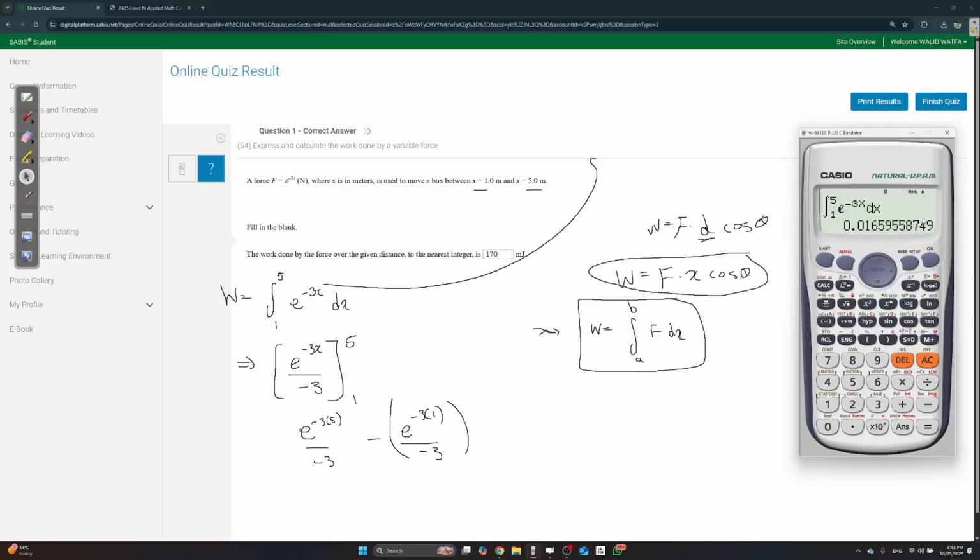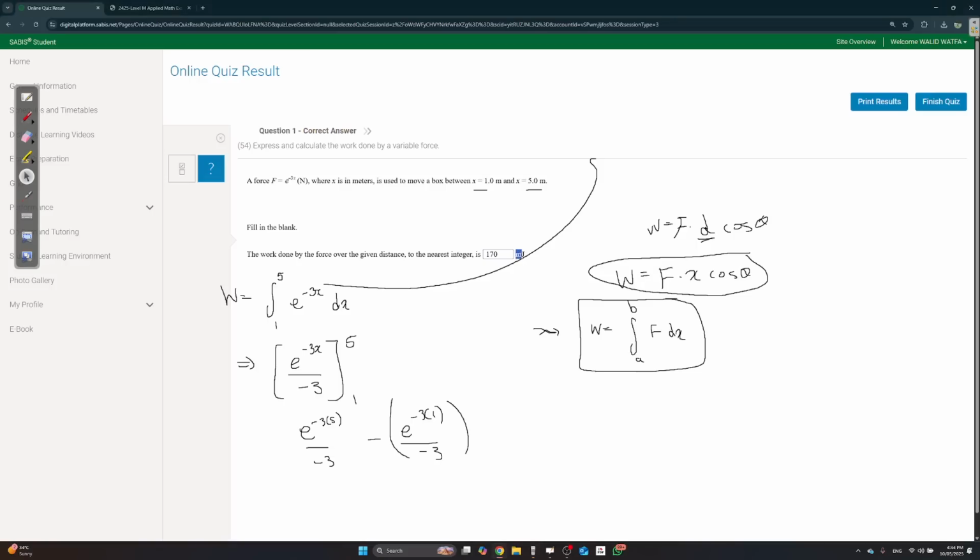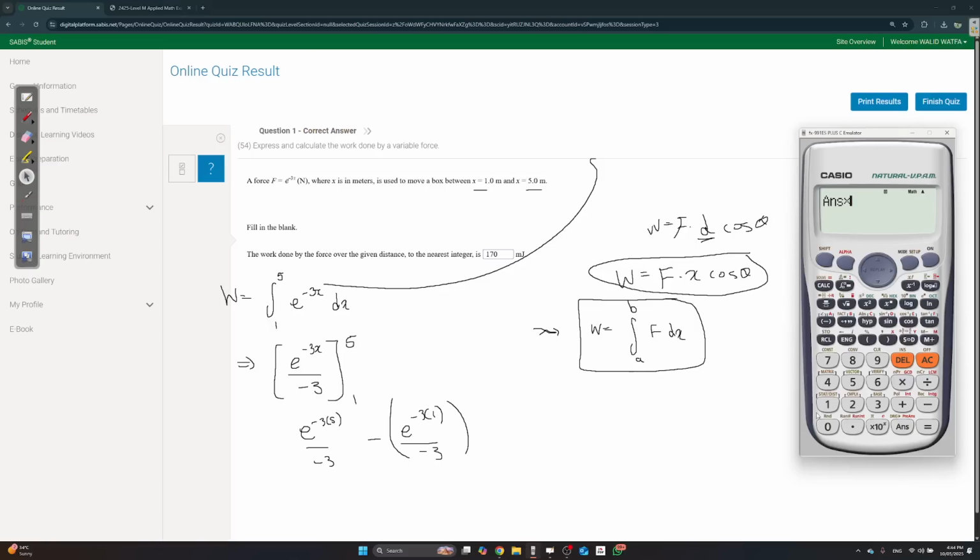Okay. Anyway, so this is the answer, 0.0165 joules. They want it to the nearest integer in millijoules, so we're gonna multiply it by 1,000. You get this. Okay, I got 170. One second. Okay, yeah, I checked it. It's wrong. It should be 17, not 170. So the nearest integer, if you round this, you get 17, not 170.